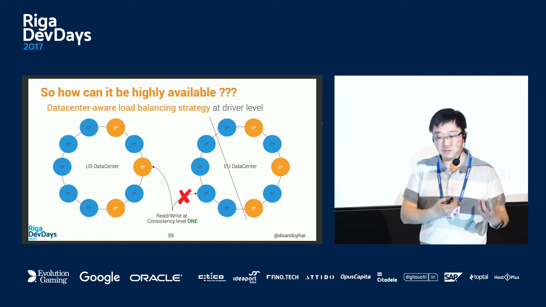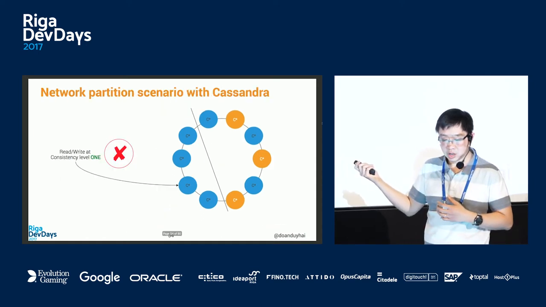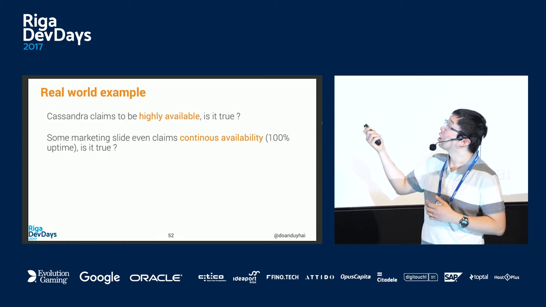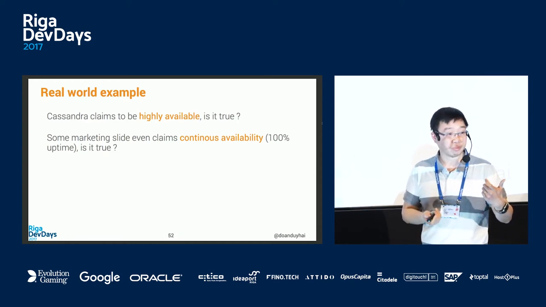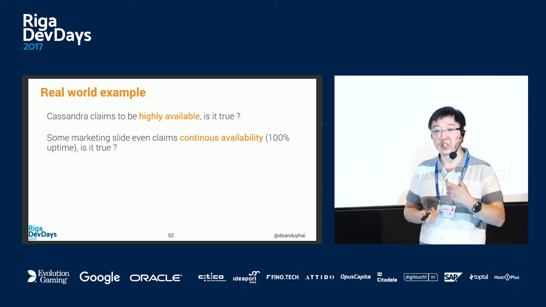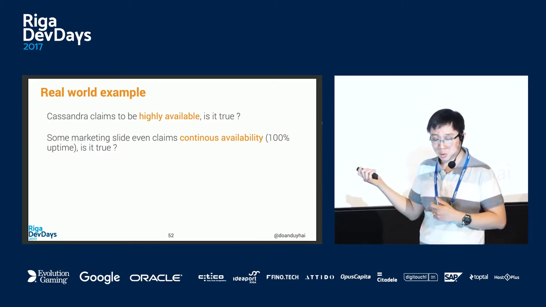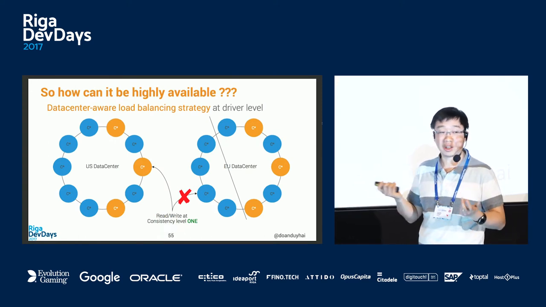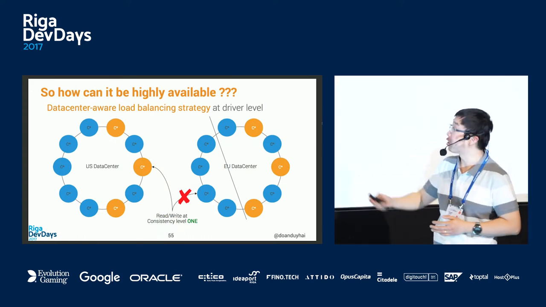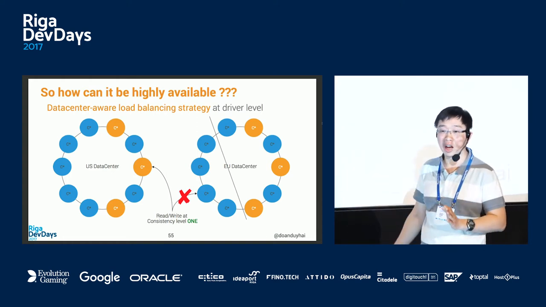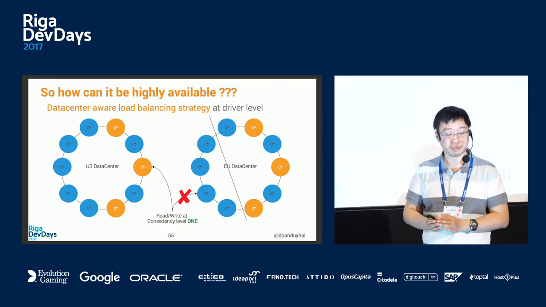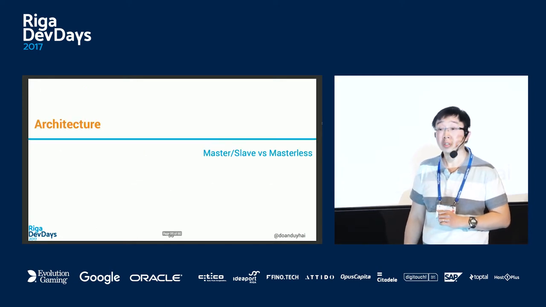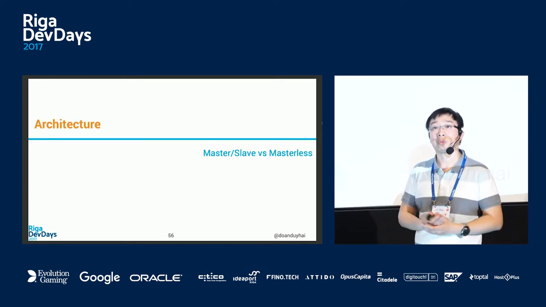So the continuous availability claim in the marketing message of Cassandra is not because of the CAP theorem. See, it is not because Cassandra is an AP system. It is because you have multiple data centers. Right. So be careful with marketing. If you have a single data center, you will never have continuous availability. Any question for this part, for the CAP theorem?